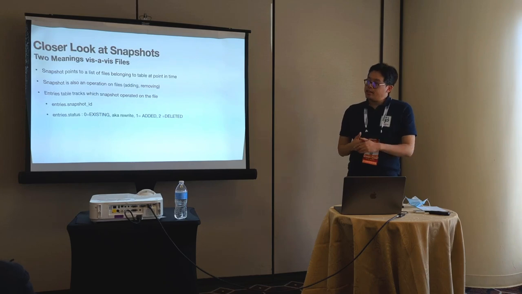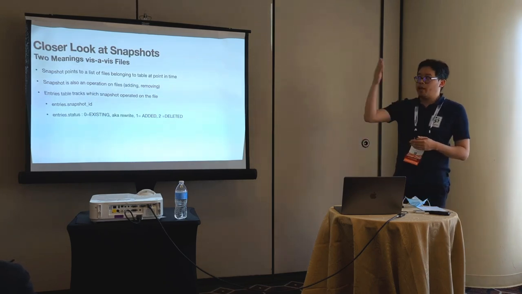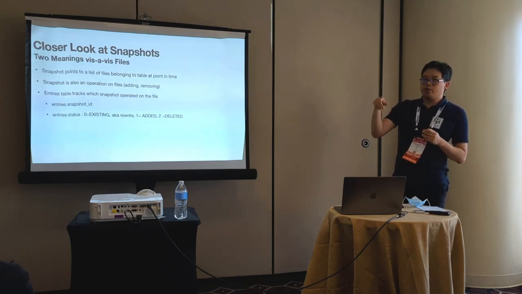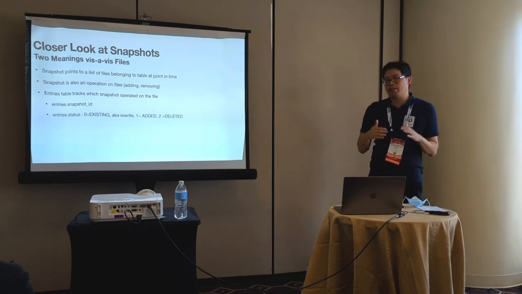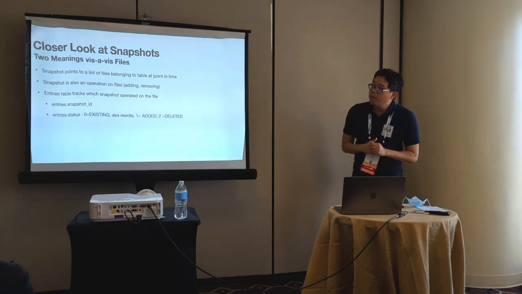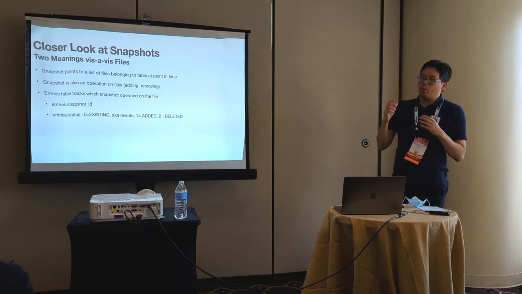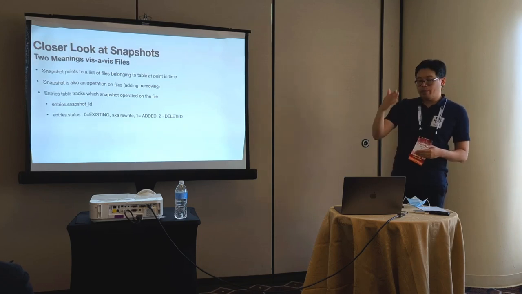But snapshot ID in some cases in Iceberg actually refers to an operation, right? Because it's one-to-one. One operation makes one snapshot. So when you see entries.snapshot_id that I used in the previous slide, that's actually what that one is. It's the snapshot that made this file, not the snapshot that referred to this file. It's two different things. And then the entries table also has a status field, which is what the snapshot did to this file, because we not only track additions, we also track file deletions, file rewrites, things like that.